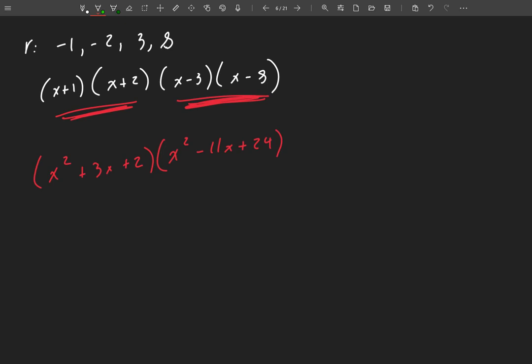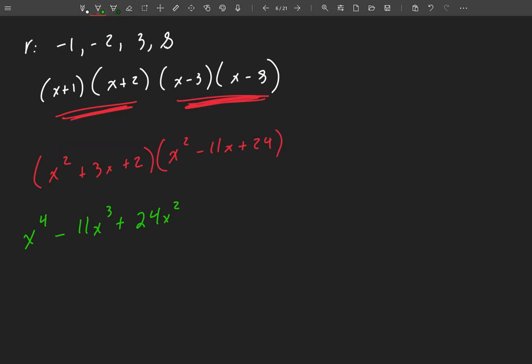Here's how this works. I just take this first term times all 3 of these. So x squared times x squared, that's x to the 4th. X squared times -11x, that is -11x to the 3rd. And now I take x squared times 24, and that gives me 24x squared. Okay, so all I did, it's the same as I usually do, but I'm taking that first term and multiplying it now by all 3 pieces.